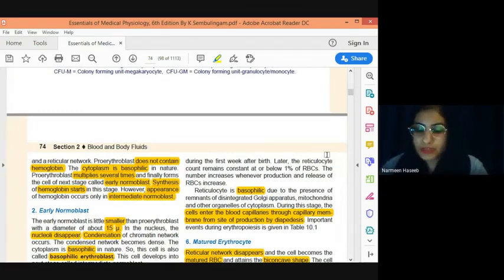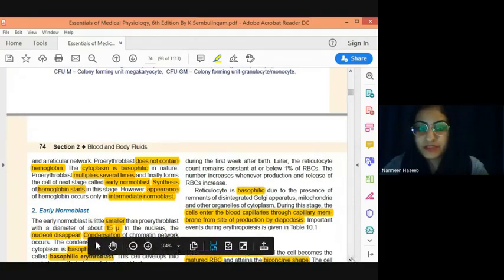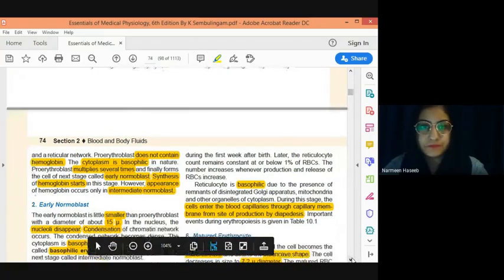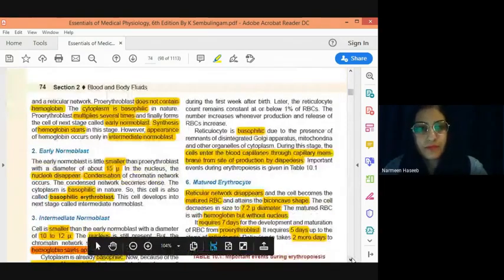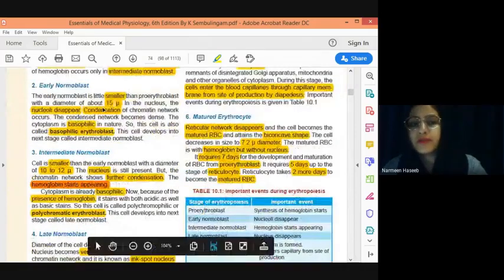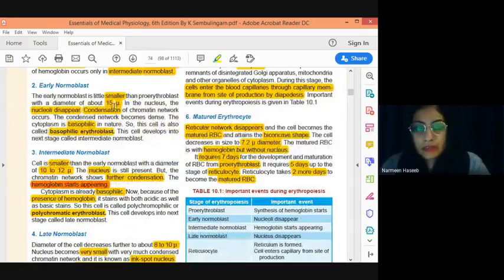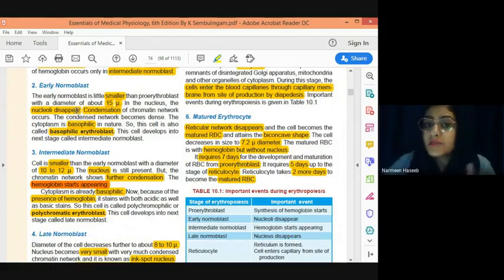Now, what is early normoblast? In early normoblast, the cell becomes a little smaller than the proerythroblast, with a diameter of about 15 micrometers. So the proerythroblast was 20 and this is now 15. Here, what happens is in the nucleus, the nucleoli start disappearing. The nucleus does not disappear, but the nucleoli start disappearing. So the first important point you should remember is, in which stage do the nucleoli start disappearing? In the stage of early normoblast.